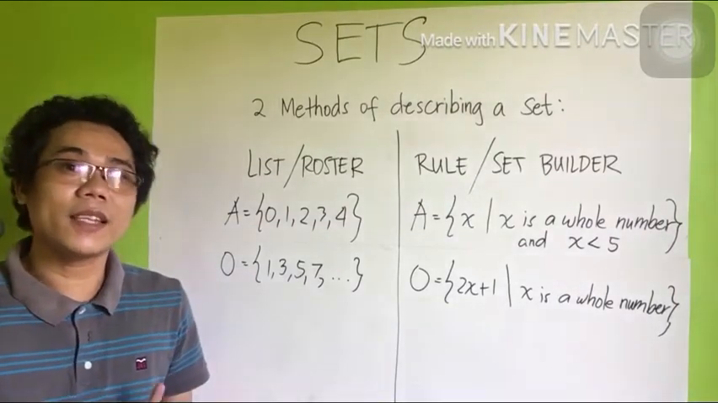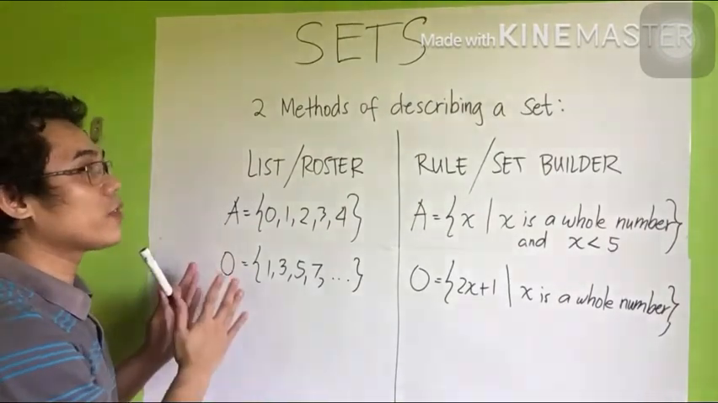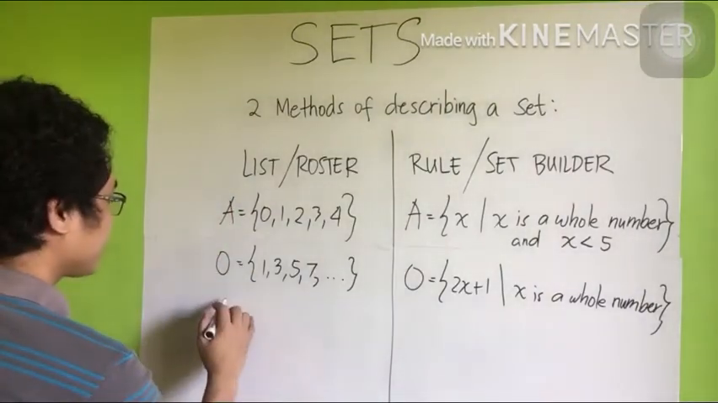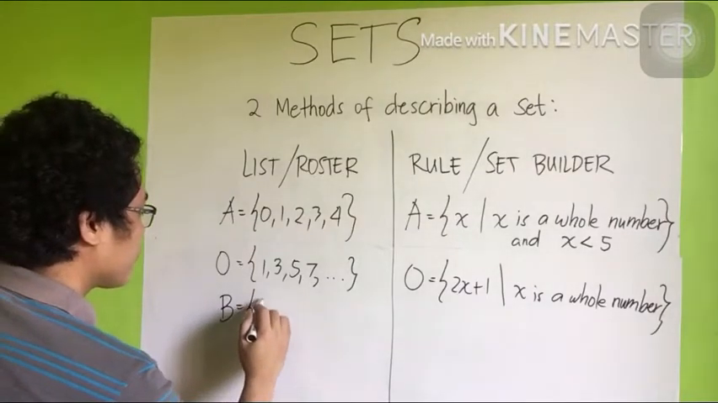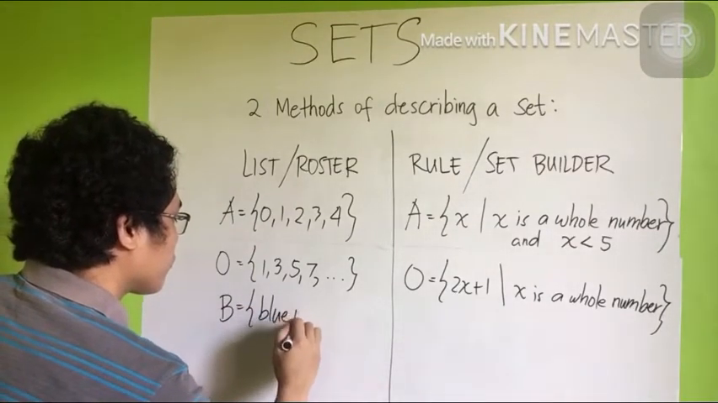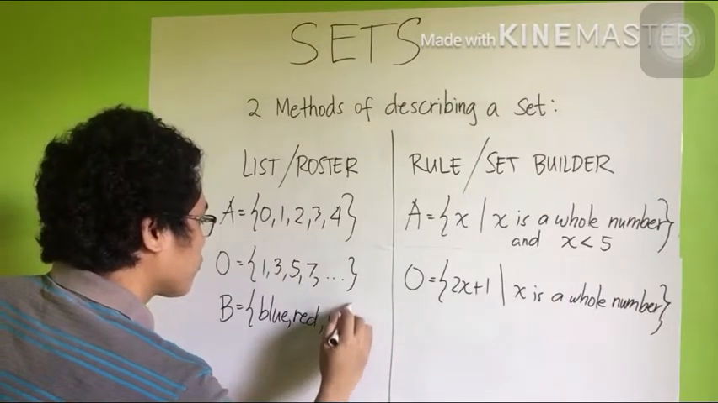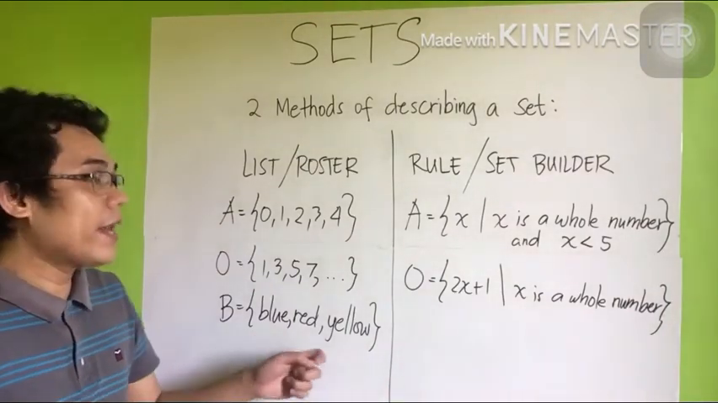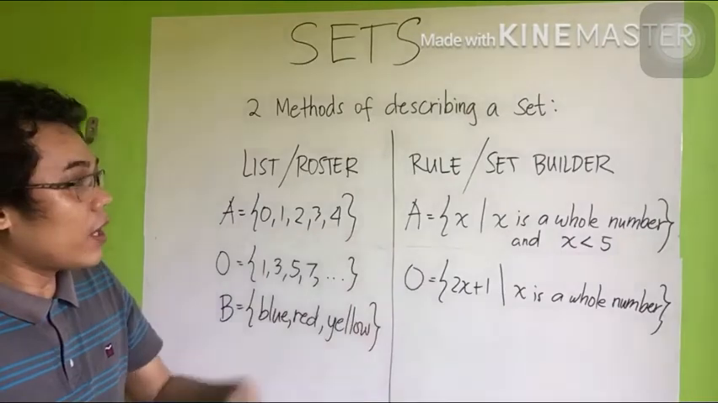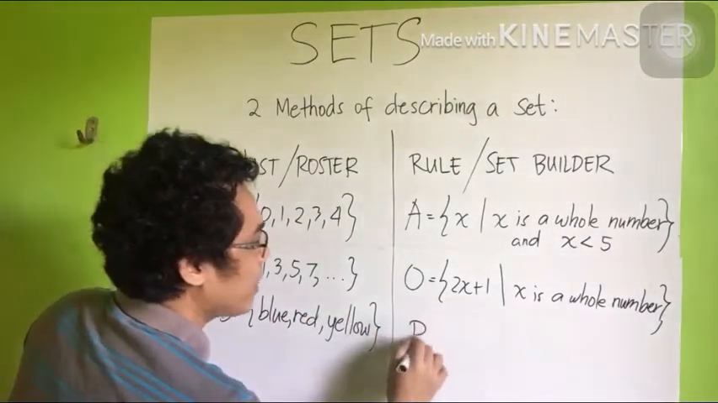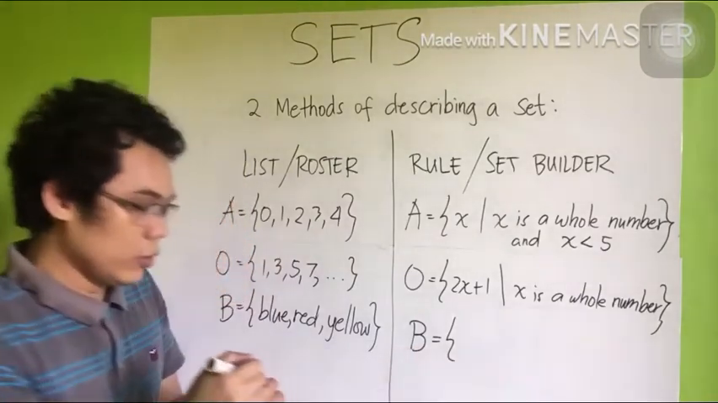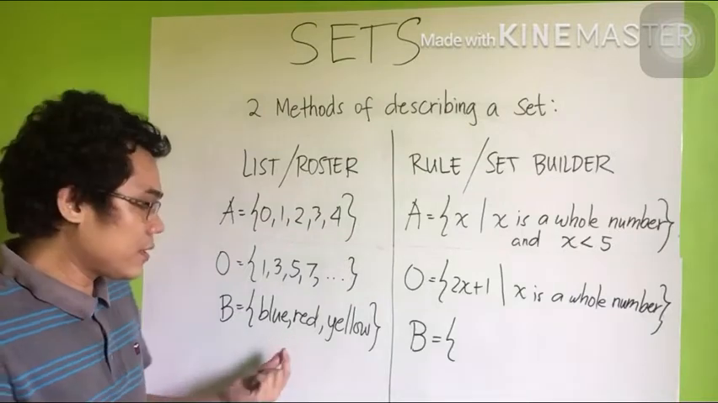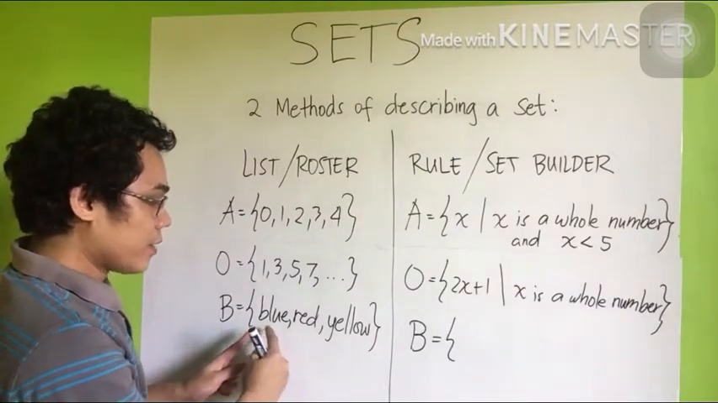So, I hope na nakita natin yung pagkakaiba ng rule method at saka ng roster method. For the last example, let us consider this set. So, the set containing blue, red, yellow. So, let us make a rule for this set. So, paano natin yan bibigyan ng rule? So, take note, hanap ka ng property or characteristic na magko-connect dito sa blue, red, yellow.